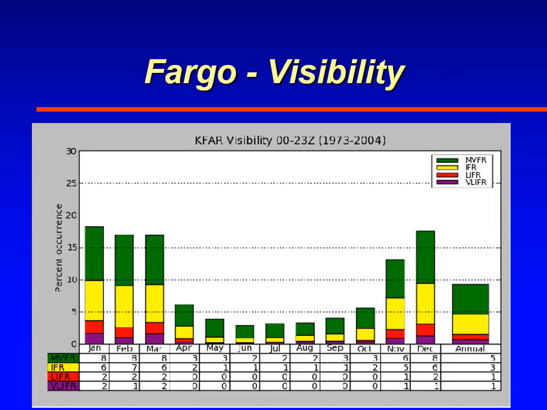Fargo has the same trend. January, December, worst months, followed by February, March. And then it changes dramatically in April, and then changes back in October, moving into November.